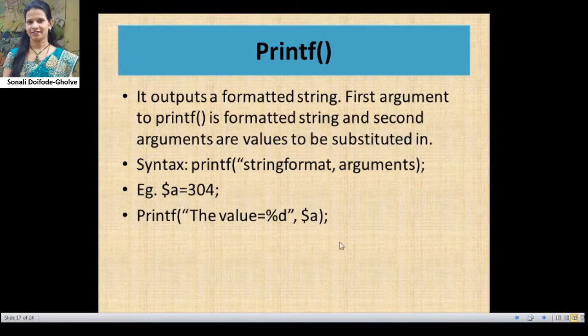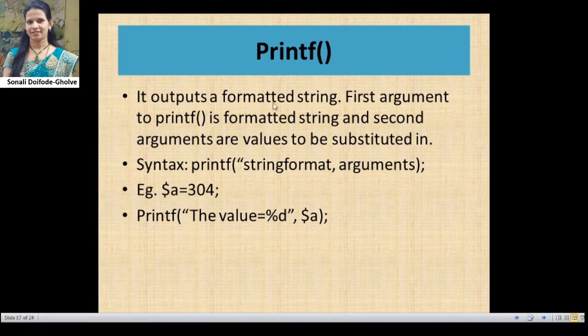We use the printf function to build a formatted string. This is similar to the C language printf function. Here we can print like this: printf the value of %d and $a. The first part is the string format and the second part is the argument. So our output will be the value equals 304. This will be substituted here.